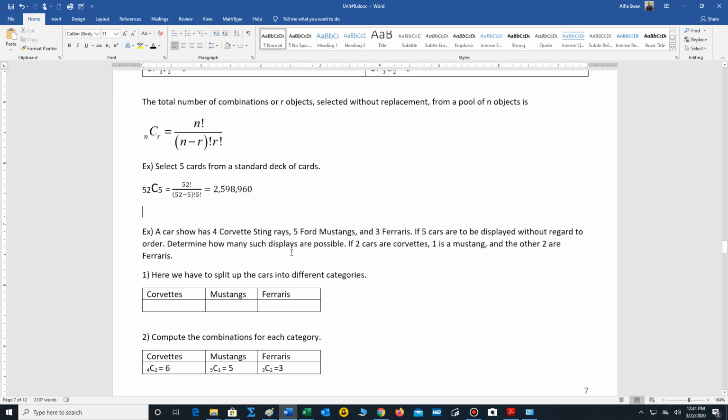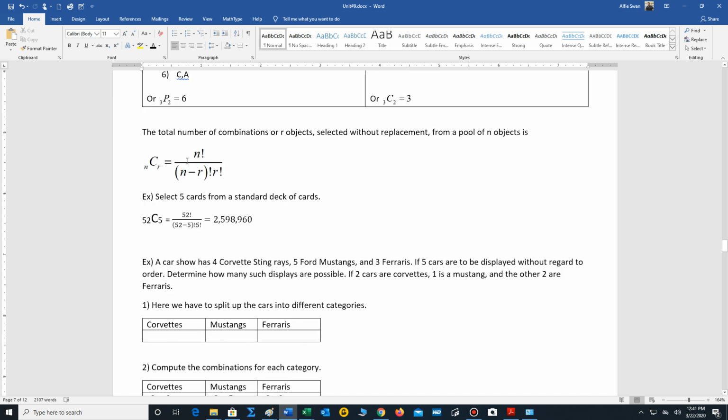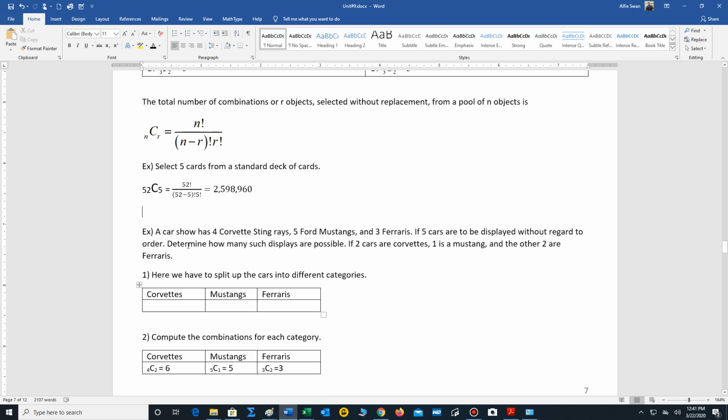Now, some problems will have more than one category. This example just had one deck of cards. Let's look at another example. It says a car show has 4 Corvette Stingrays, 5 Ford Mustangs, and 3 Ferraris. If 5 cars are to be displayed without regard to order, determine how many displays are possible. 2 cars are Corvettes, 1 is a Mustang, and 2 are Ferraris.